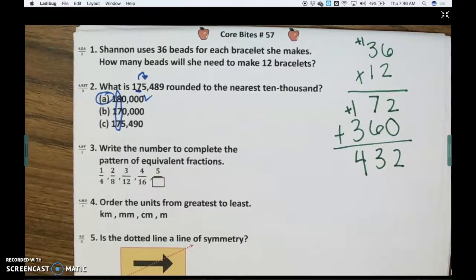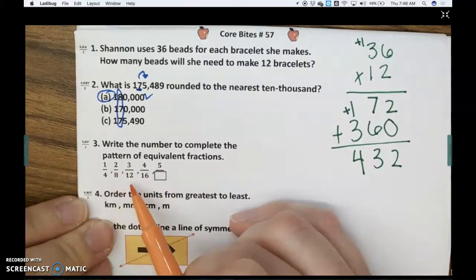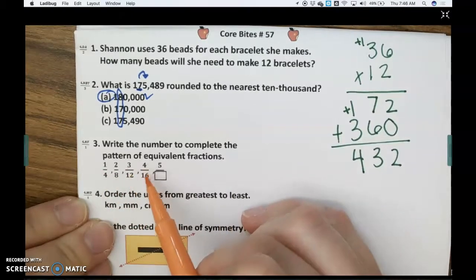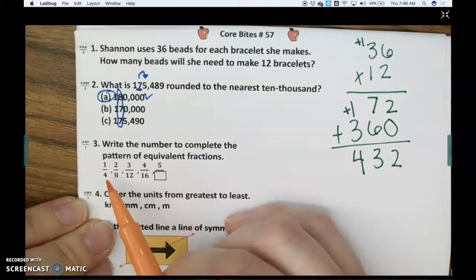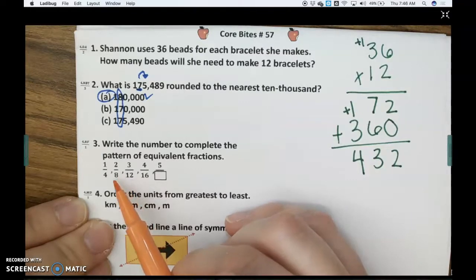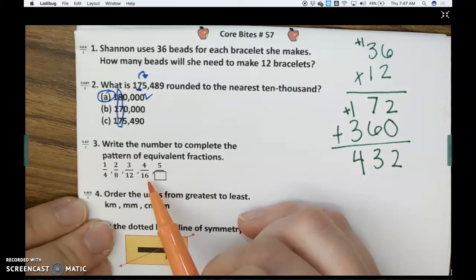For number 3, write the number to complete the pattern of equivalent fractions. So as you can see, 1, 2, 3, 4, 5, and 4, 8, 12, 16, and then a missing number. So 1/4, 2/8, 3/12, 4/16, 5 over something. So let's see. 1 times 2, 4 times 2. Okay, then we've got, or I think we're just going up, let's see. So 4 times 2, 8 times 3, but then here you're adding, so that doesn't make any sense.